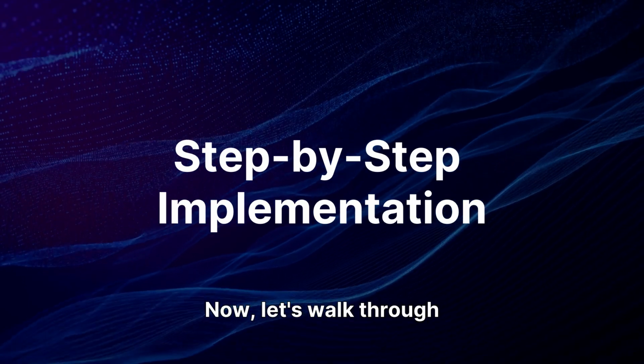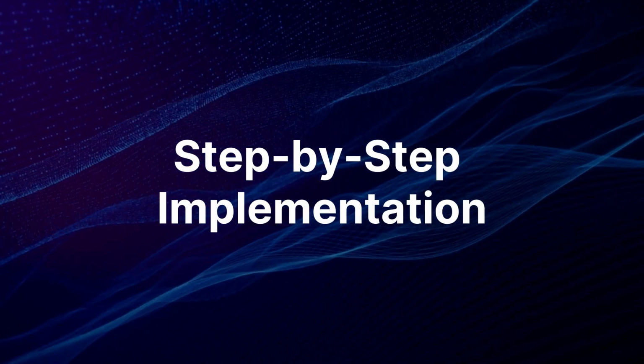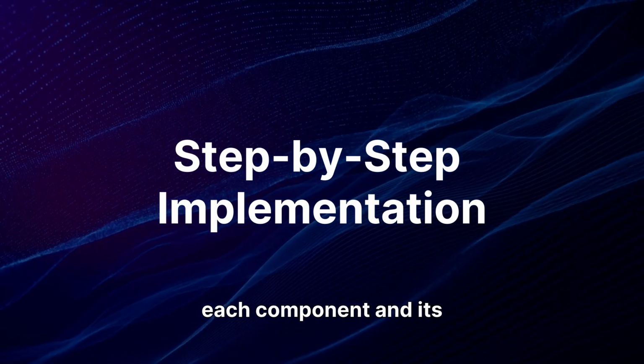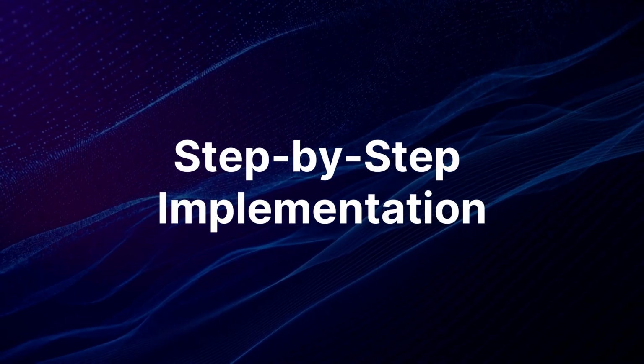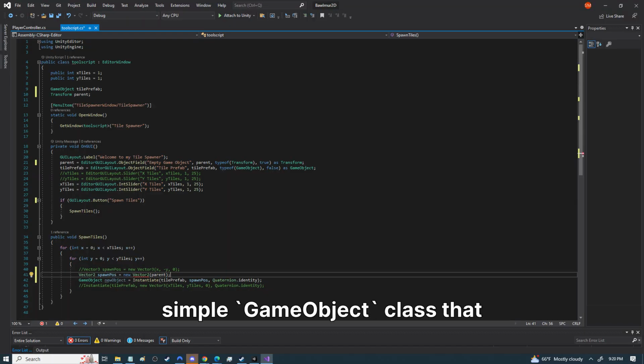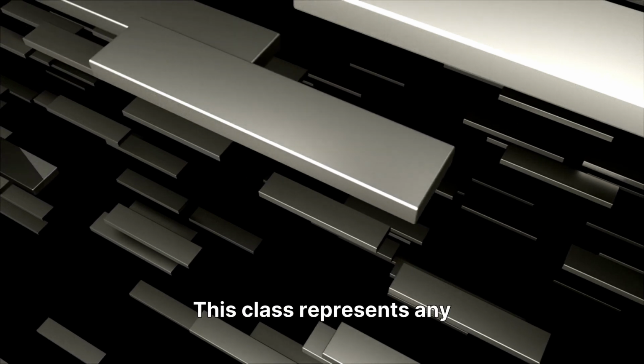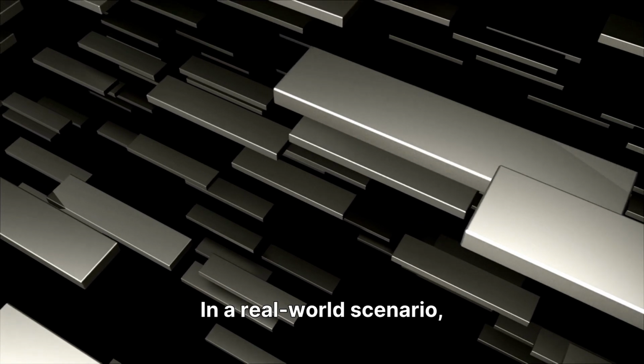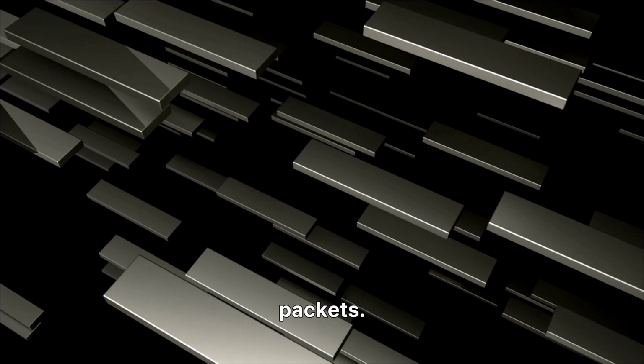Now, let's walk through a step-by-step implementation. We will construct a functional object pool, demonstrating each component and its role in the overall design. First, we'll create a simple GameObject class that will be pooled. This class serves as the concrete type of object we intend to manage efficiently. This class represents any type of object you wish to manage efficiently through pooling. In a real-world scenario, this could be bullets, database connections, or network packets.